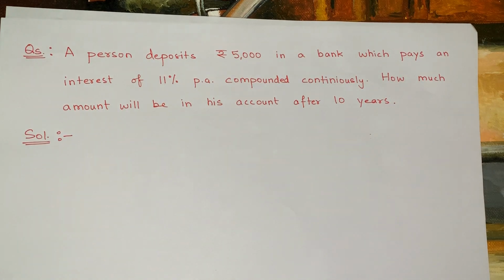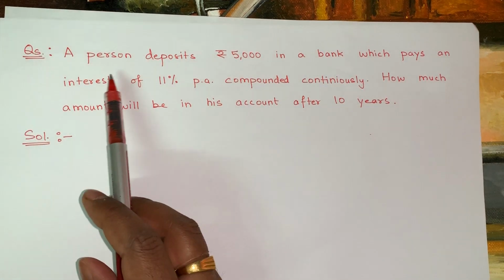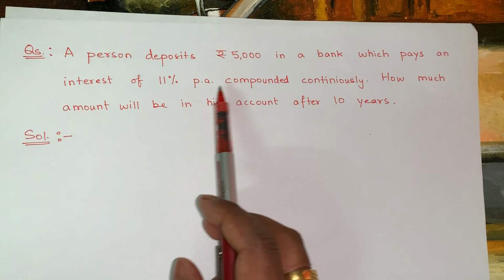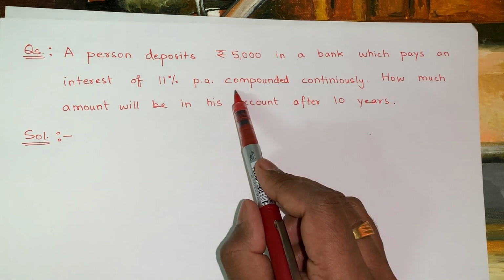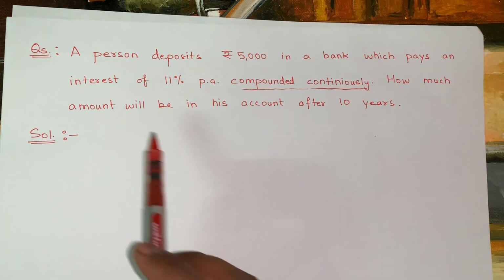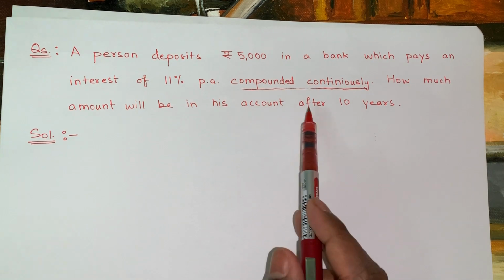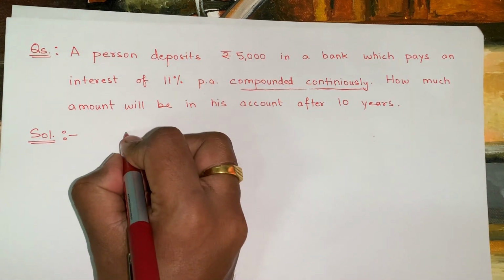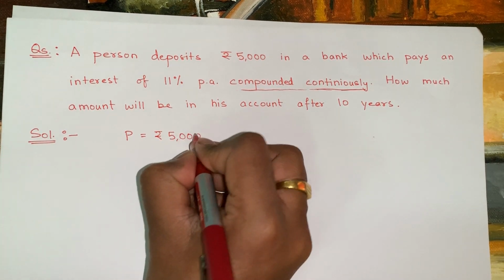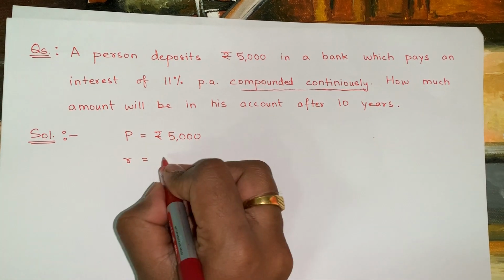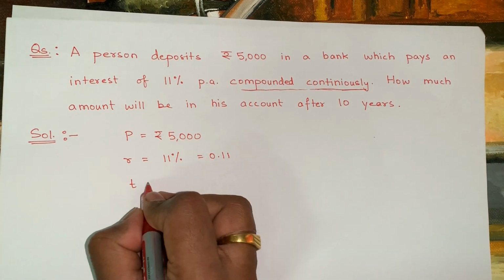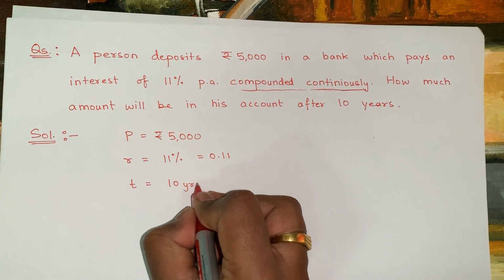Let's try to understand this by a question. A person deposits rupees 5,000 in a bank which pays an interest of 11% per annum compounded continuously. So how much will the amount be in his account after 10 years? The principal amount that he had deposited is rupees 5,000. The rate of interest R is 11%, which is 0.11. The time period is 10 years.